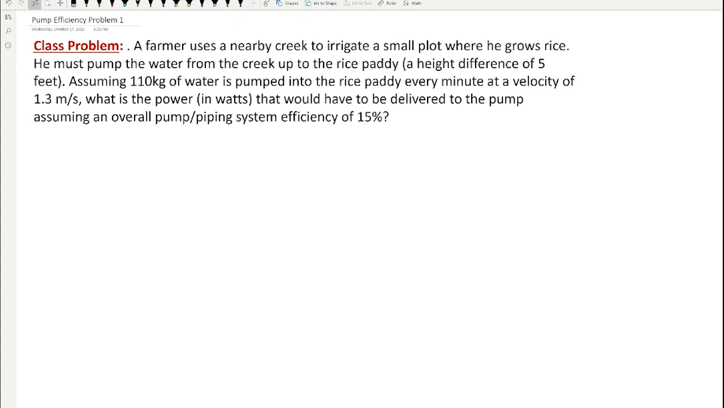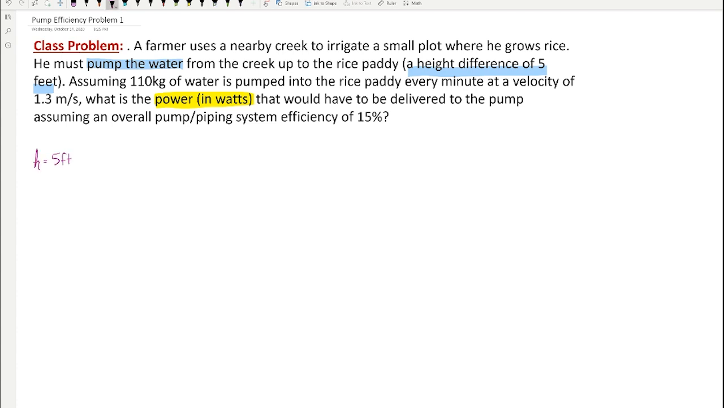So immediately what I do when I work this problem is I identify my goal. What am I trying to find? I know that I'm trying to find the power in watts that has to be delivered to the pump in order to make this scenario happen. Next, I would start to identify the given information in the problem. The first number that I'm given as I read through it word by word is a height difference of 5 feet, and that's how much the water must be pumped from the creek to the rice paddy. So I know that's going to be my pump head.